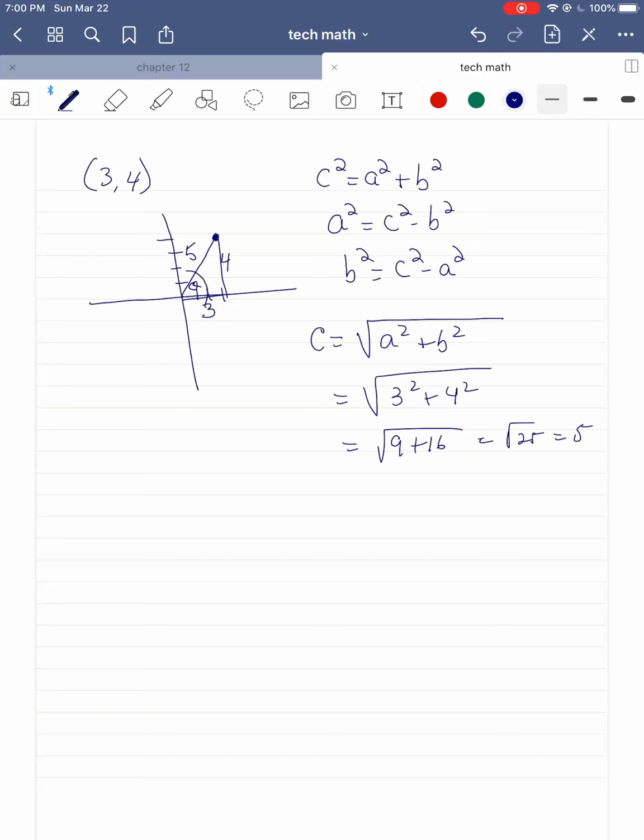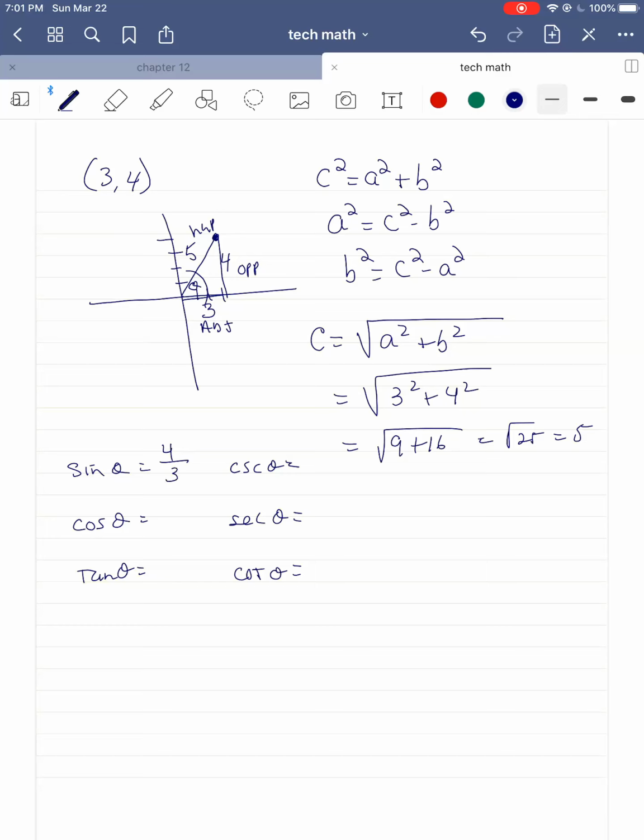First thing I want to do, my reference angle is right here along with the x-axis. I'm going to label my sides. This is my adjacent side, this is my opposite side, and this is my hypotenuse. So now that I have all 3 sides labeled, all 3 sides have numbers, I can go ahead and make my list: sine, cosine, tangent, cosecant, secant, and cotangent.